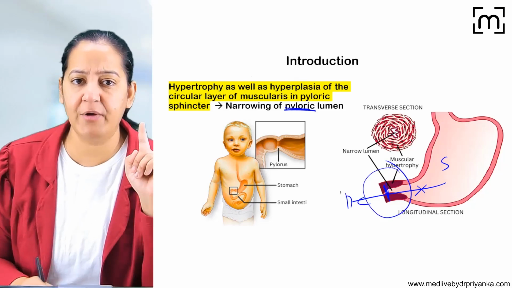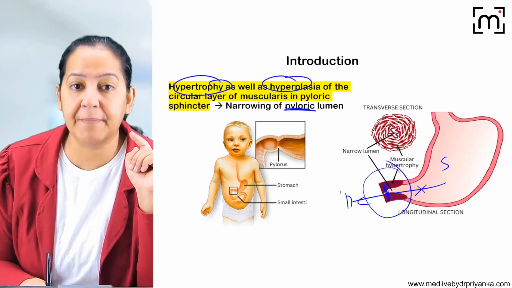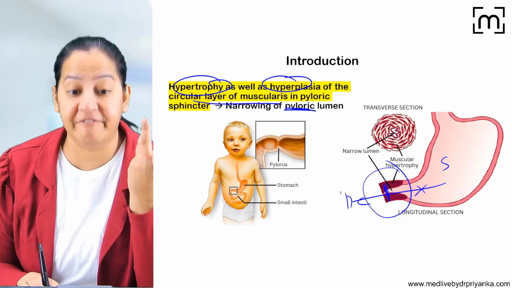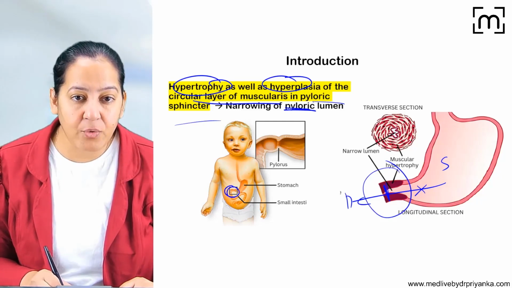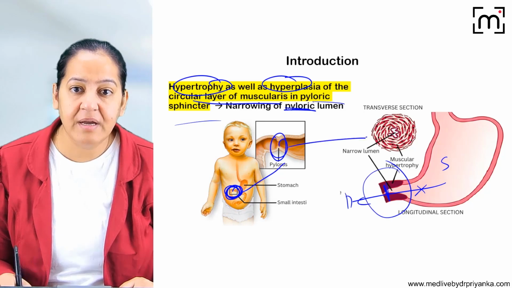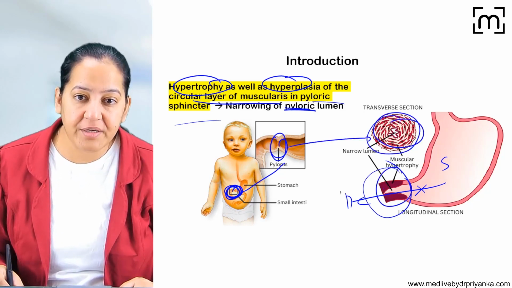So what's the definition of pyloric stenosis? You can frame the definition on your own. It is hypertrophy and hyperplasia of the circular layer of the muscularis propria at the pylorus. You can see this is the pyloric sphincter. It is undergoing hypertrophy and hyperplasia, so it is closing the lumen. Appreciate there is no space.